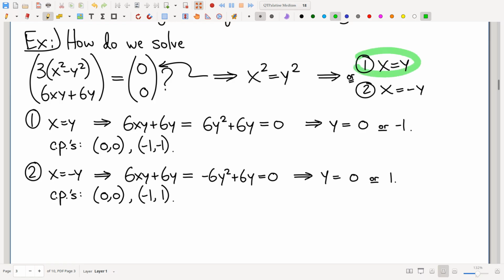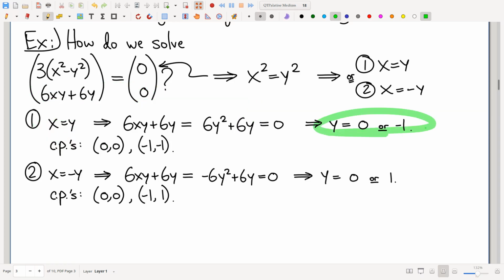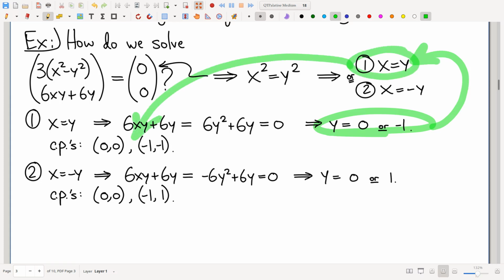First, we'll consider the first possibility, that x is equal to y. If x is equal to y, then that tells us this. And then you can solve for y, and you get y as 0 or 1. And once you know y is 0 or 1, don't forget, we know that x is equal to y, and that gives us then these 2 critical points. Everybody see what happened there?